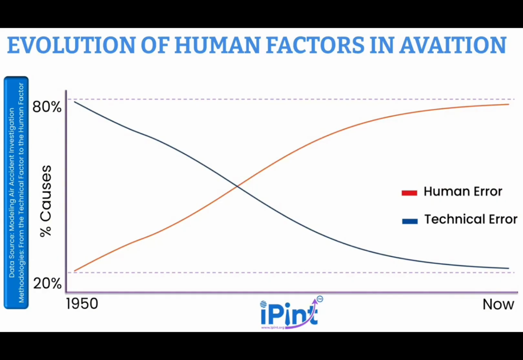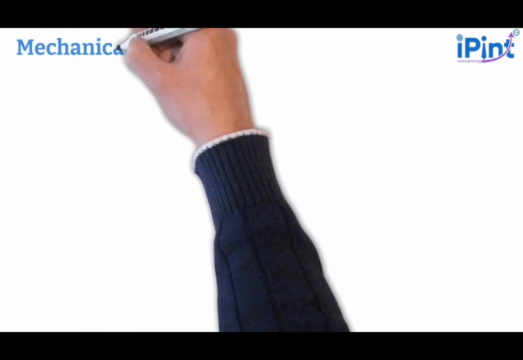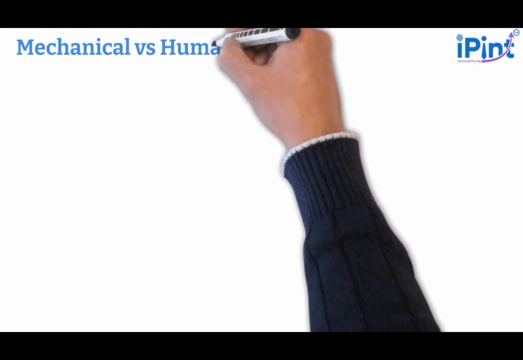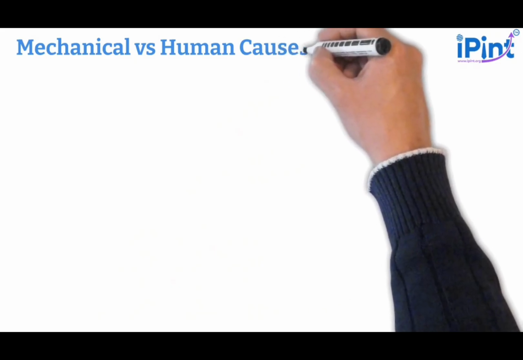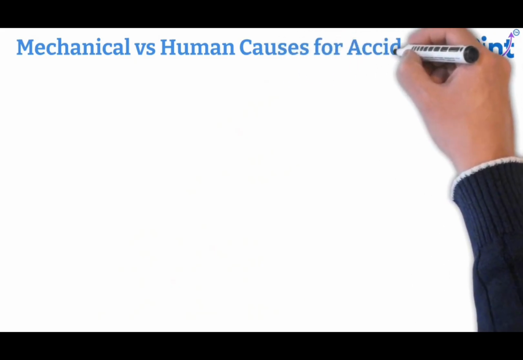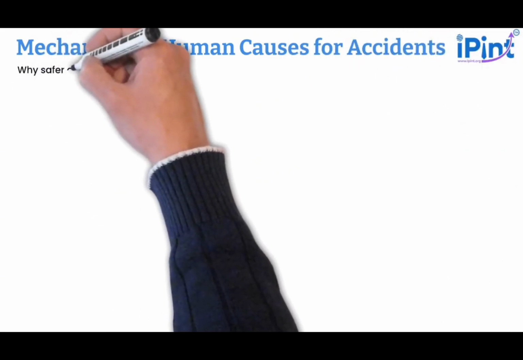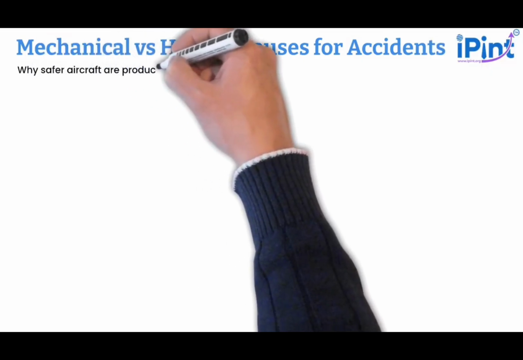This finding is documented in the published research titled Modeling Air Accident Investigation Methodologies from the Technical Factor to the Human Factor. Let's go deep inside and understand the mechanical versus human causes for accidents. We need to know why safer aircraft are producing more human-caused accidents, not fewer.